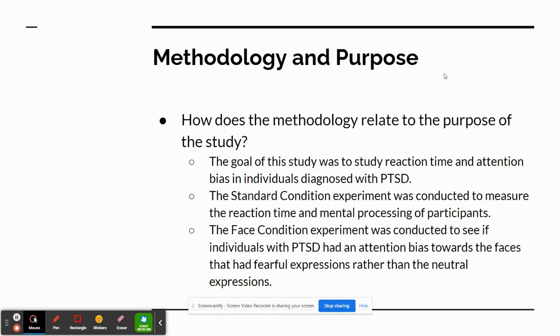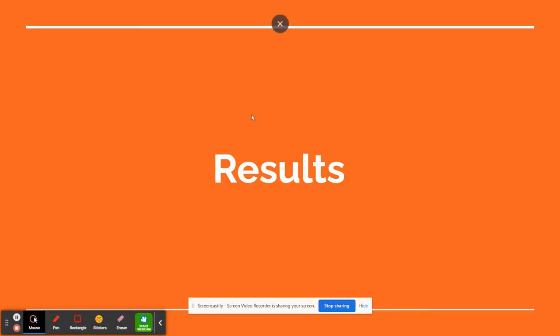All right, methodology and purpose. How does the methodology relate to the purpose of the study? So the goal of the study was to study reaction time and attention bias in individuals diagnosed with PTSD. The standard condition experiment was conducted to measure the reaction time and mental processing of participants, whereas the face condition experiment was conducted to see if individuals with PTSD had an attention bias towards the faces that had fearful expressions rather than neutral expressions.